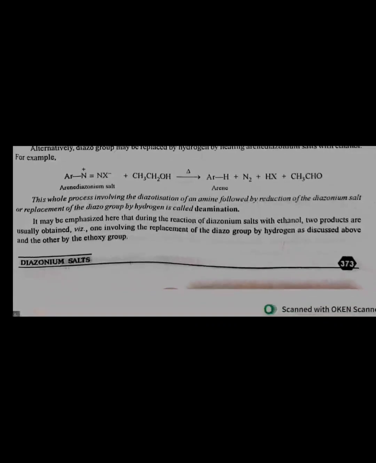Alternatively, diazo groups may be replaced by hydrogen by heating arene diazonium salts with ethanol. For example, arene diazonium salt plus CH3CH2OH in the presence of heat gives arene plus N2 plus HX plus CH3CHO. This whole process, involving the diazotization of an amine followed by reduction of the diazonium salt, or replacement of the diazo group by hydrogen, is called deamination.